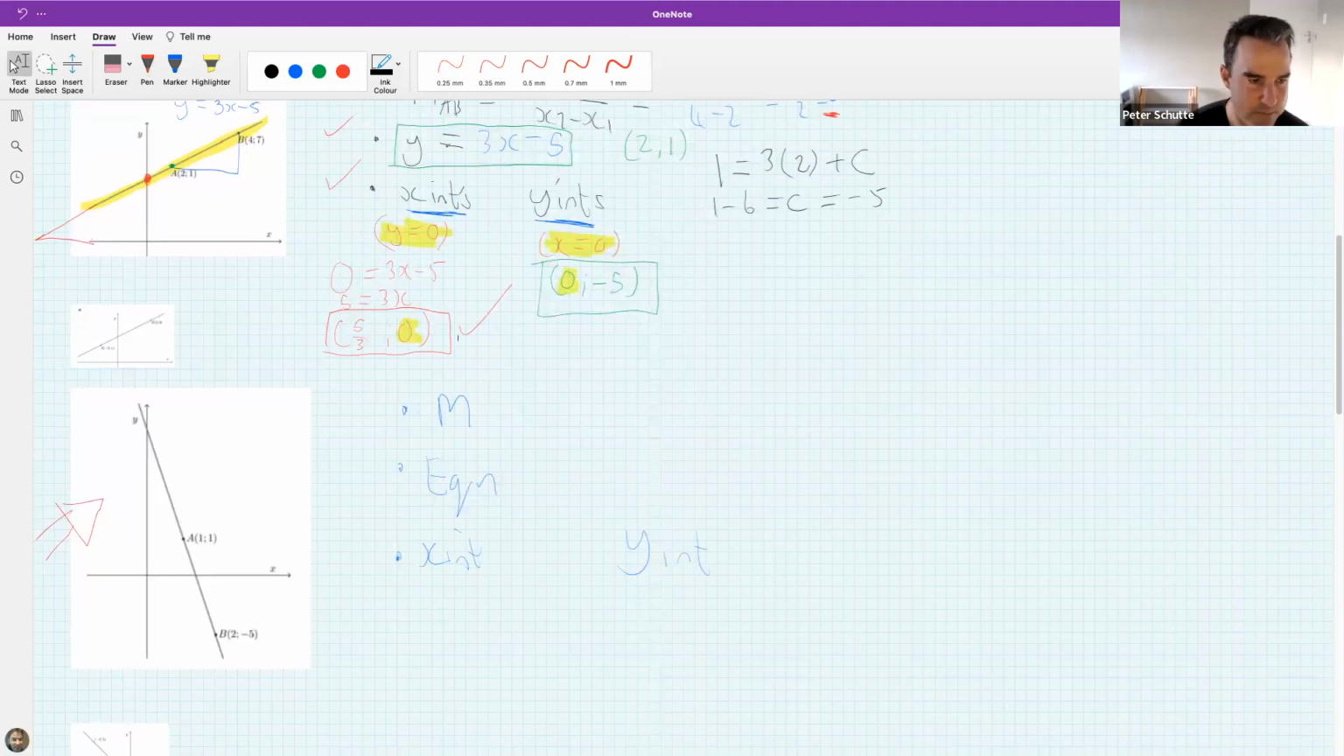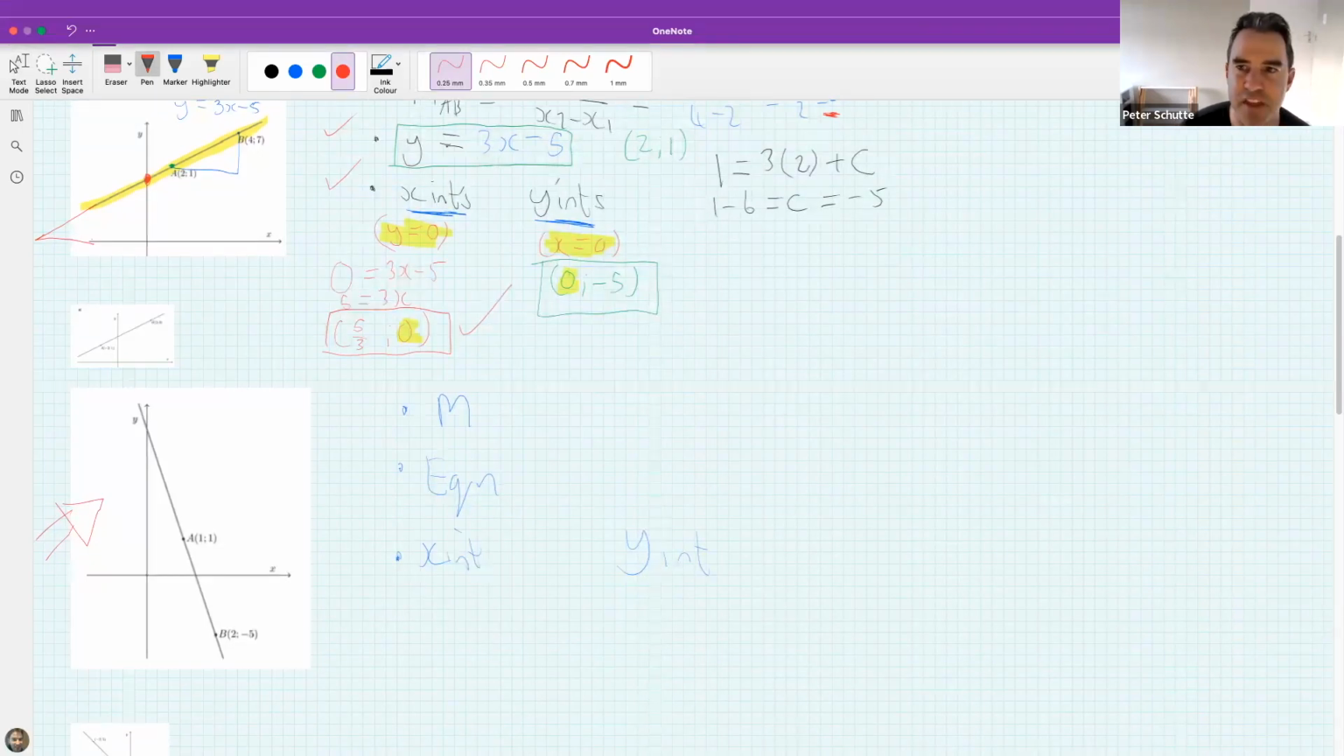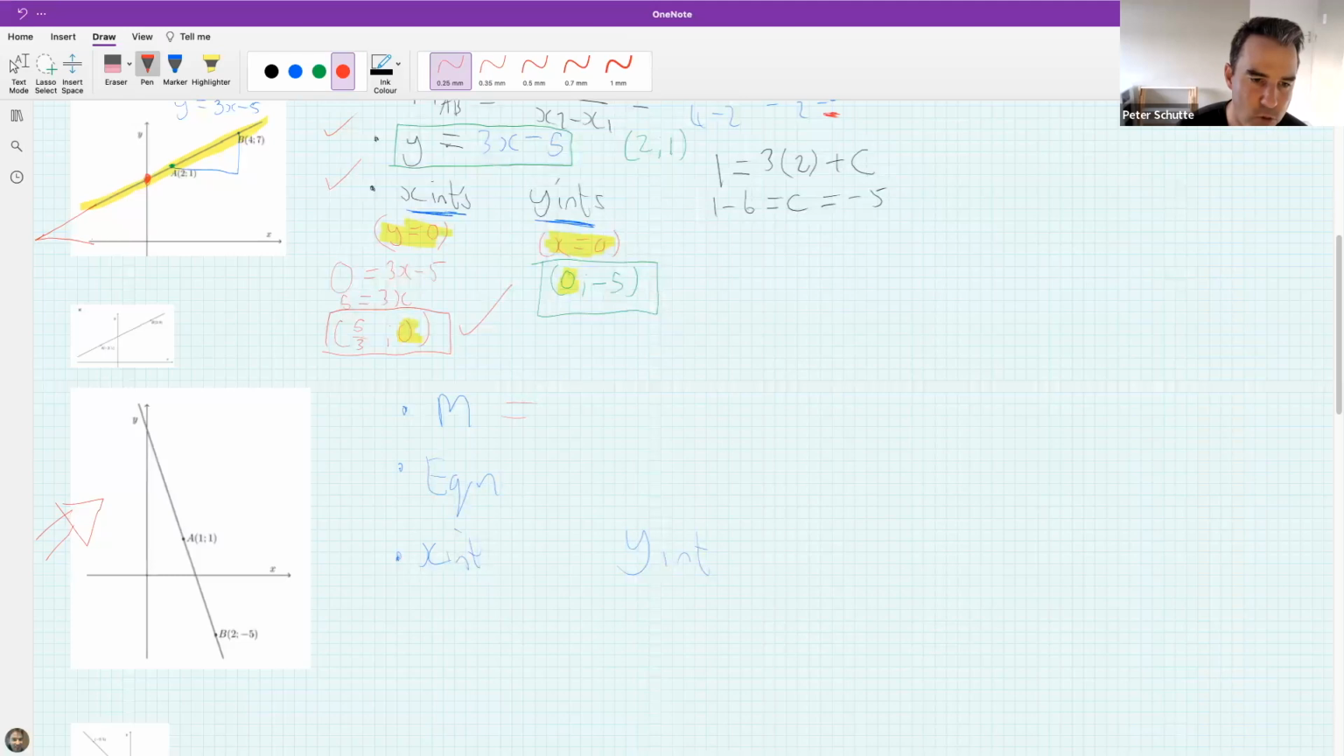Okay, next question. So let's try and do the same thing, and then you can pop your answers as you go into the chat. And the 2 points are (1, 1) and (2, -5).